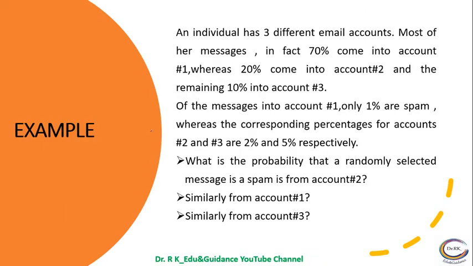This is not the end of the discussion. We had the probability that a selected mail is spam, which is fine. But next, we want to know which account this spam is coming from. What is the probability that a randomly selected spam mail is related to the first account, the second account, or the third account?